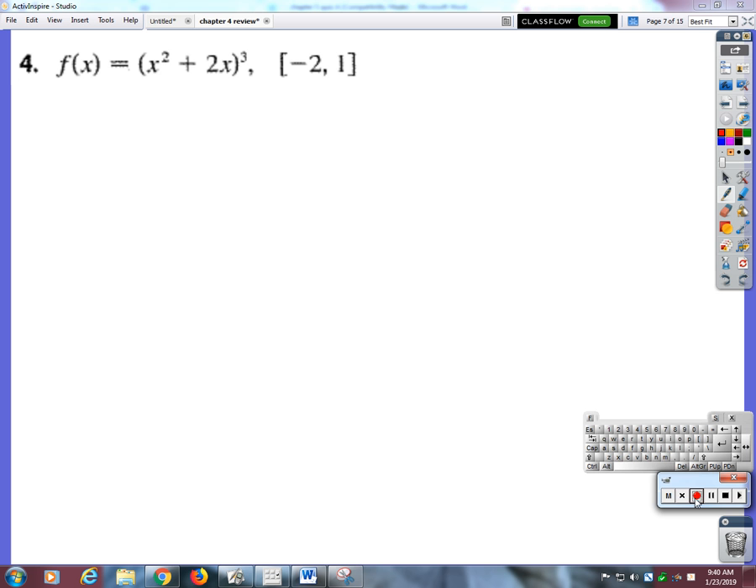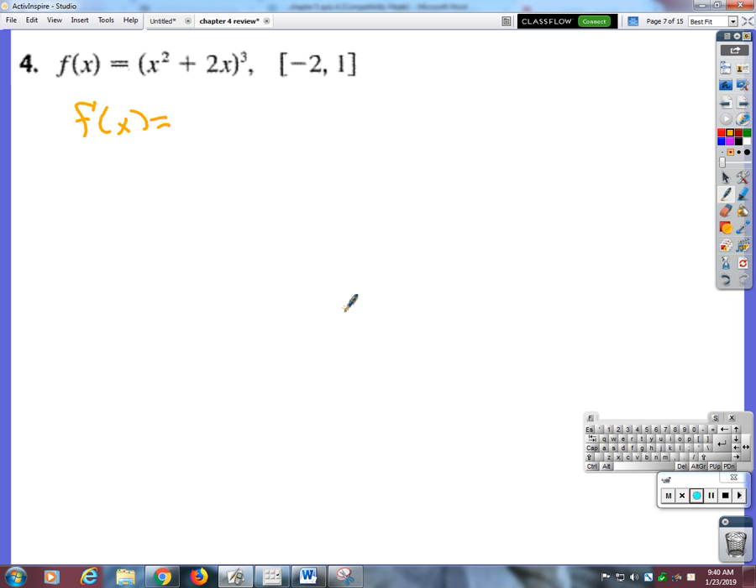All right, next one, number 4. We have to start the same way, by taking the derivative. If you were a desperate man like Gage, then you could FOIL that out, and then take the derivative that way because you're not comfortable with the chain rule. But let's go ahead and practice the chain rule.